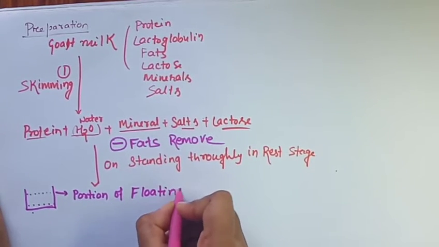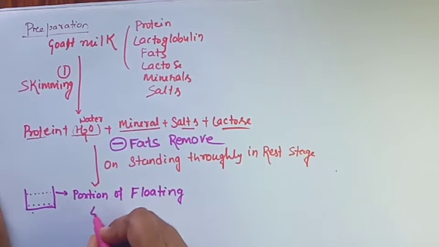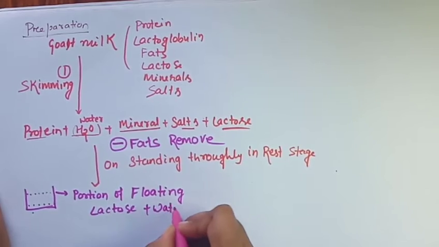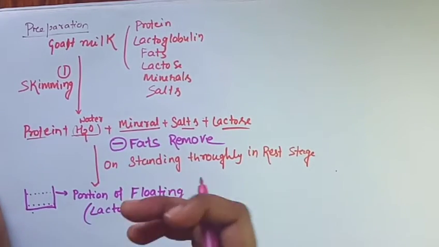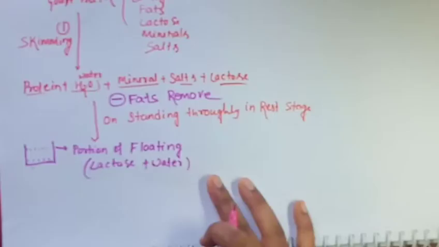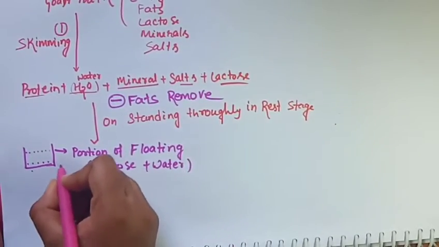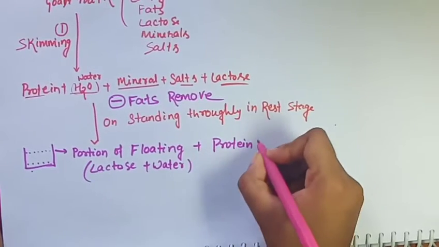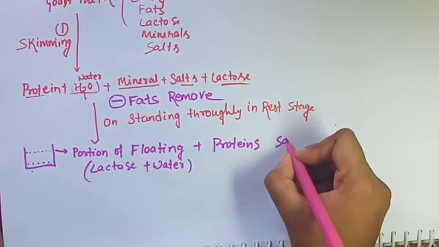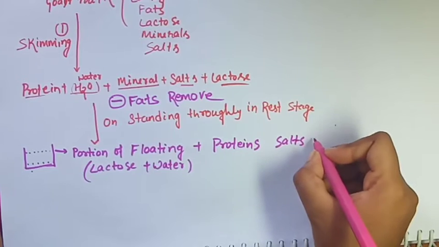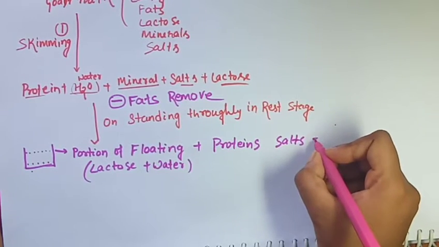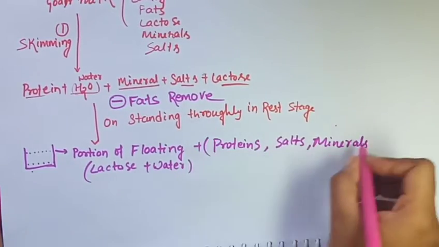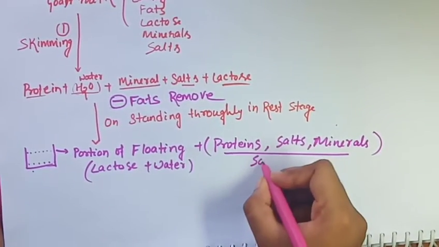What is that floating portion? It is lactose and water. These float, meaning they are present on the upper surface, whereas in the lower, solid part, proteins, salts and minerals are present. These things are present on the bottom side. So these are the solid portion.